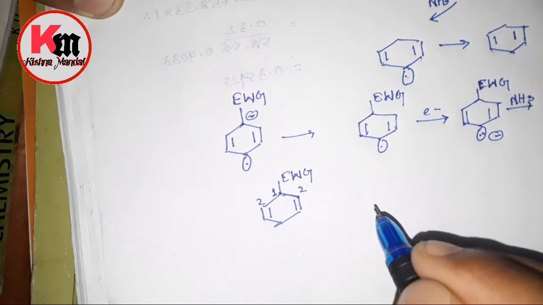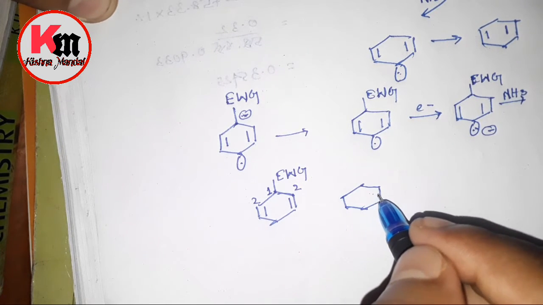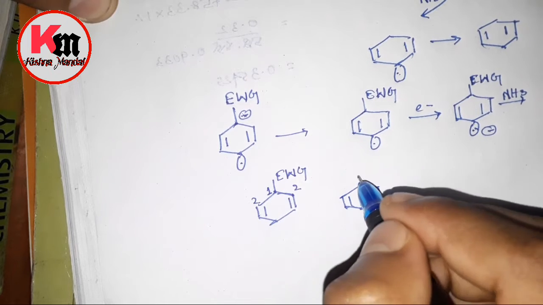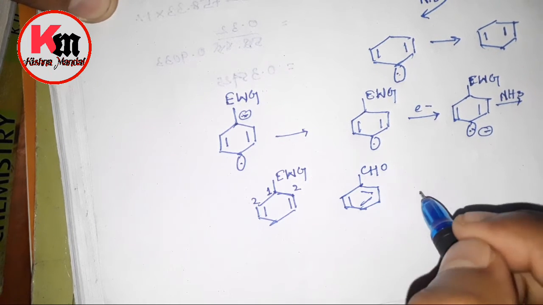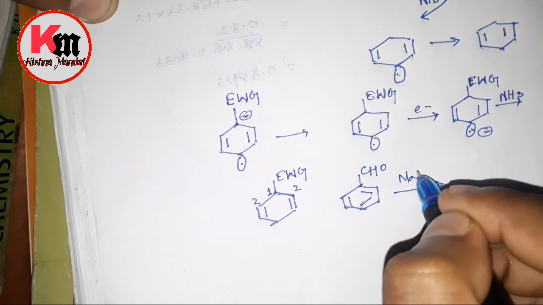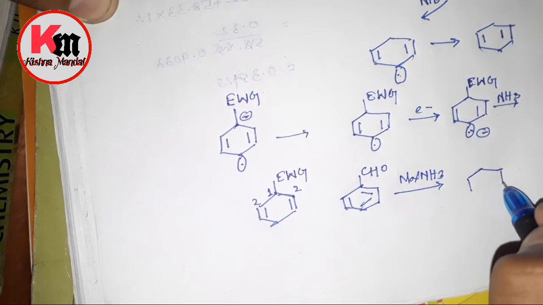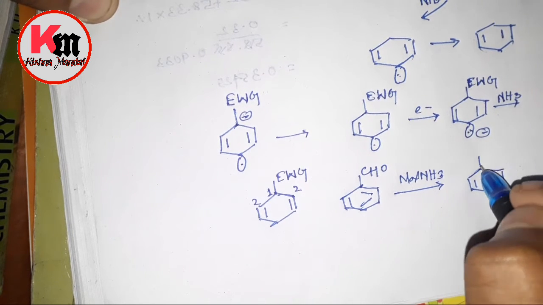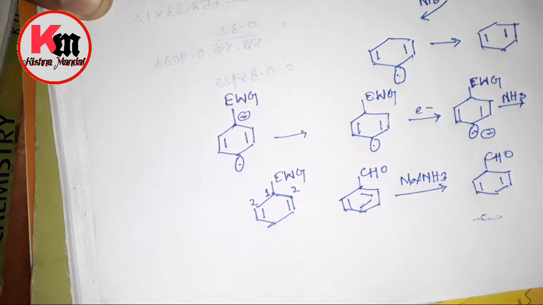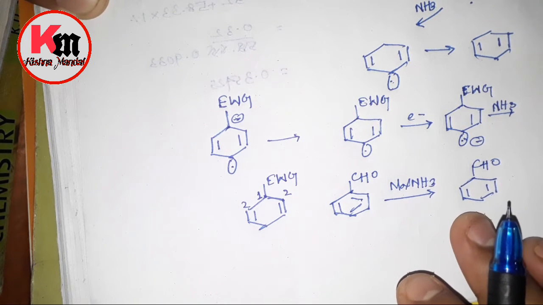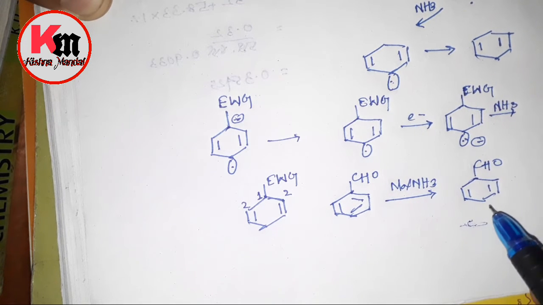So what happens in the case of some rings, like CHO? You know that this is an electron withdrawing group. So it simply reduces this ring to this type of product. So the double bonds become in two positions, with respect to their two positions.